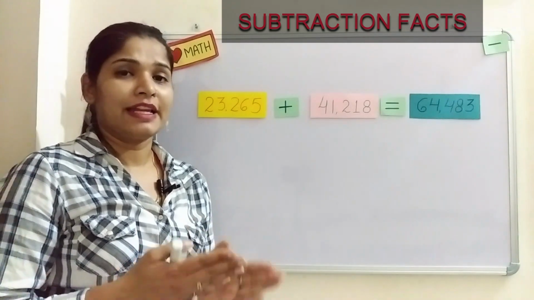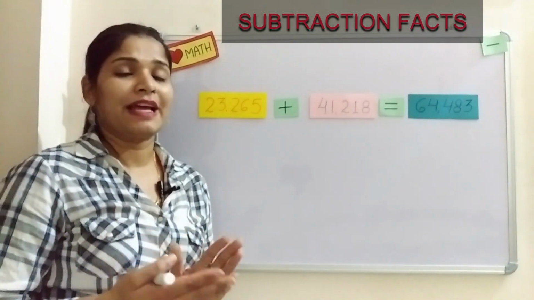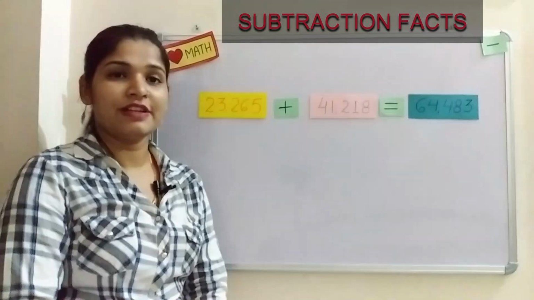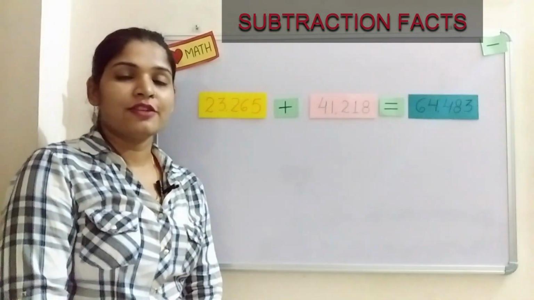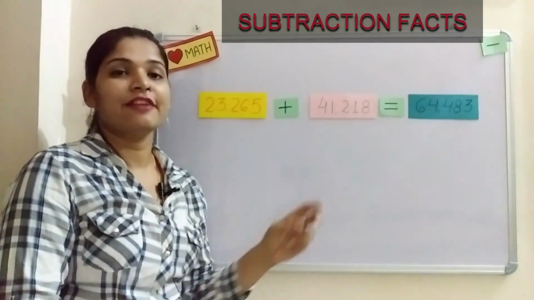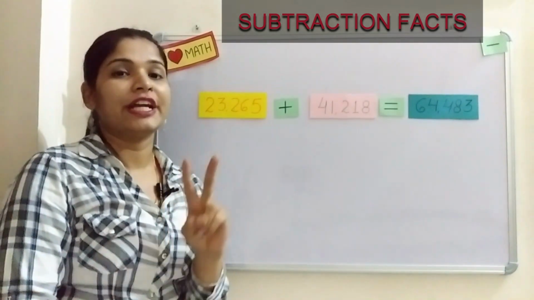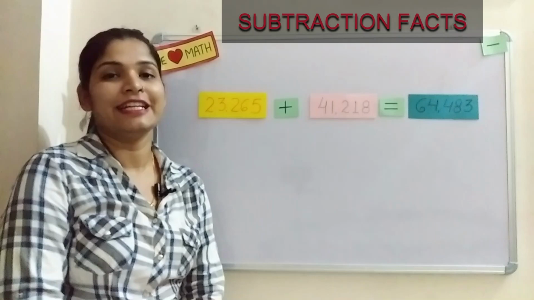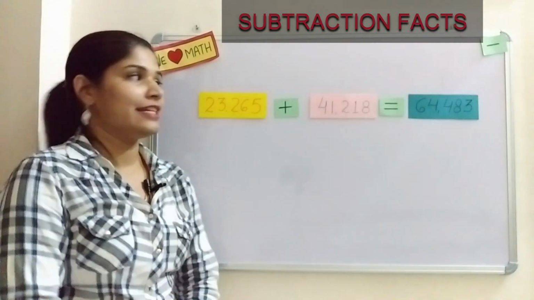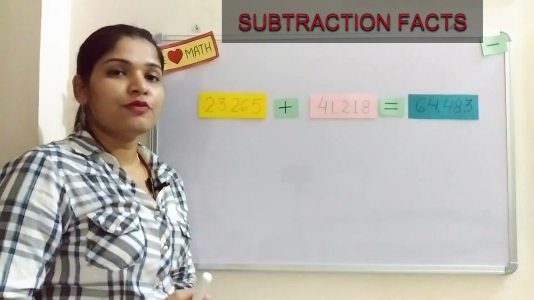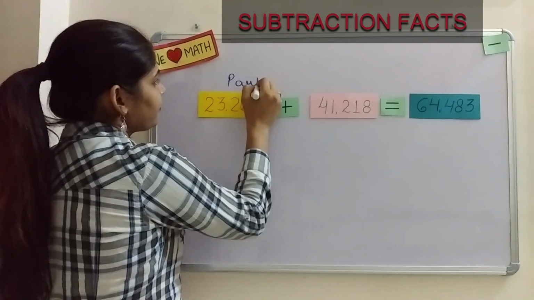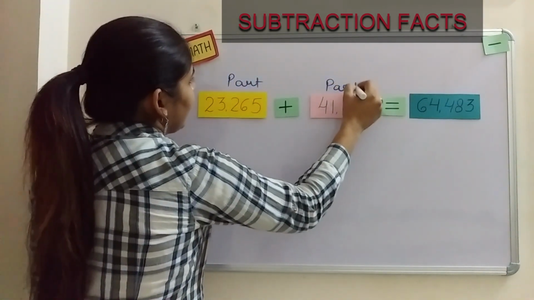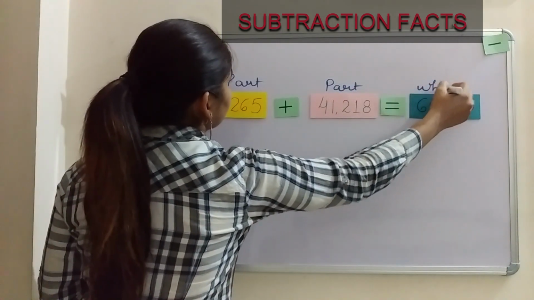So that was the easier one. We have done 5 minus 2 equals 3, or 5 minus 3 equals 2. But what if it is like this? So there is a trick of course. This is the addition fact, and we have to write down 2 subtraction facts of this addition fact. So how to do it? Let us see. First of all, as you know, this is a part, this is a part, and this is the whole.